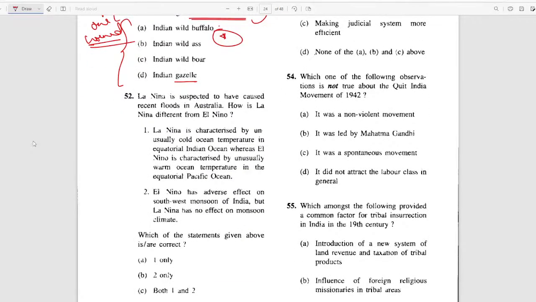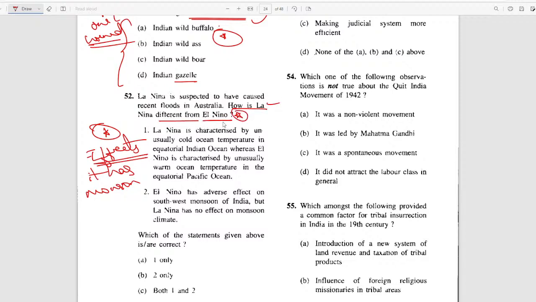La Nina, El Nino is very important. Go through the concepts of La Nina, El Nino, and the effects they have on the Indian monsoon. And what is the difference between La Nina and El Nino? How is La Nina different from El Nino? This is important. Whether La Nina is good or El Nino is good, that you have to understand. And the technicalities of it.